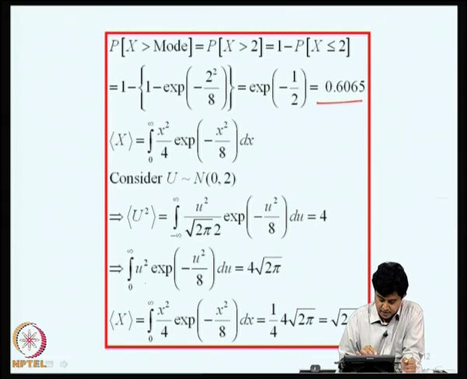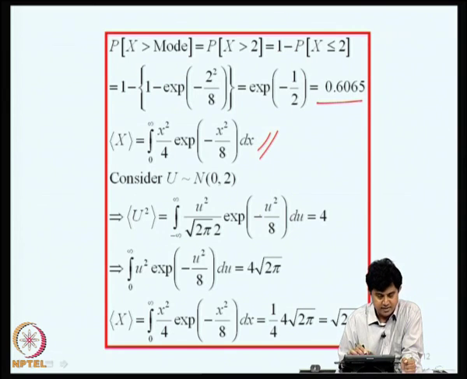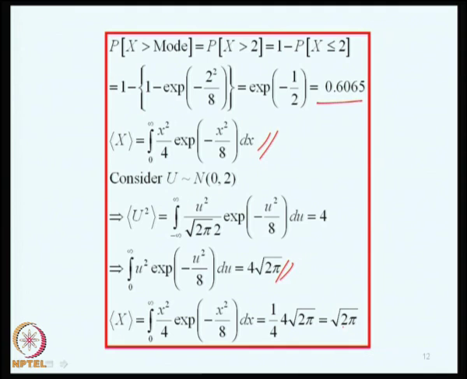Therefore, it will follow that we are interested in this integral, which is from 0 to infinity, whereas this is from minus infinity to plus infinity. But the integrand is an even function, therefore I can write it as 2 into this integral. Using that, I get the required integral to be 4 into square root of 2 pi. Therefore, the expected value of x is square root of 2 pi.